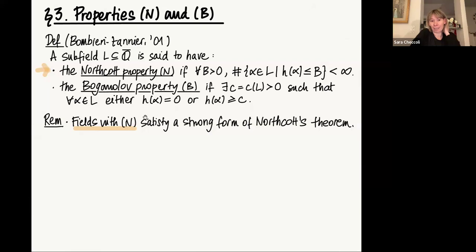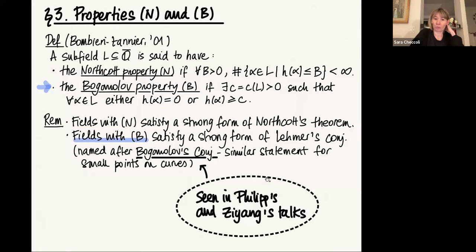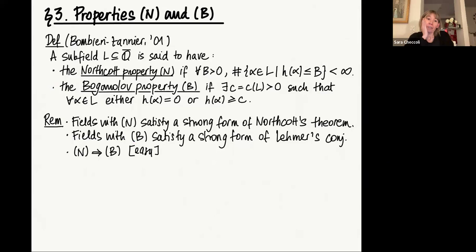So it is clear that fields with N satisfy a strong form of Northcott's theorem, where you forget to write the degree: only a bound for the height implies the finiteness. And fields with B satisfy a strong form of Lehmer's conjecture. Though this property B was named not after Lehmer's conjecture, but after Bogomolov's conjecture, which gives a similar, not completely equivalent statement for small points on curves. And this is what we saw, for instance, in Philipp and Zhang's talk. Okay, it is very easy to prove that property N implies property B. What is less easy to see is that they are not equivalent.